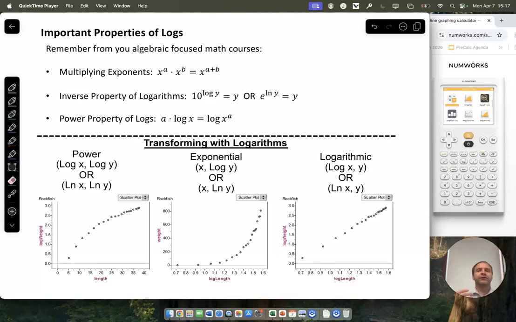You have in the middle an exponential, x comma log y or x comma natural log y. Or you have a logarithmic, log of x comma y or natural log of x comma y. Those are the ways we're going to look at it. So those are the graphs we have down there, and we've already looked at power, so we're going to focus on the other ones for the rest of the video to help us out. So remember the idea of logs and how we solve with logs and equations. That's what we're going to focus on.